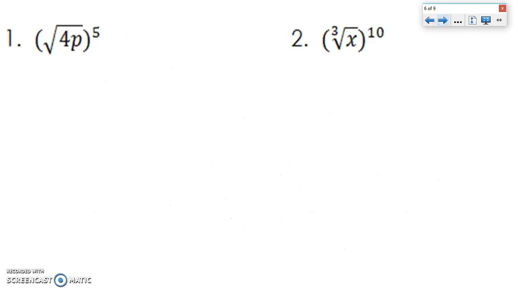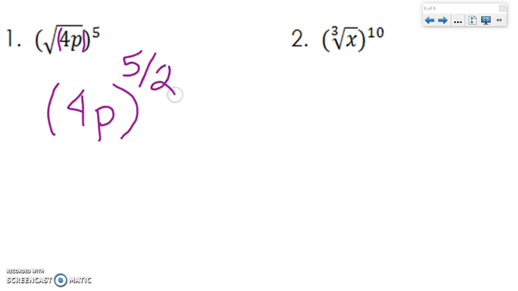Now going from the radical to a fractional exponent. Just like we talked about on the last example, this whole piece inside of the radical needs to get the exponent. So the entire thing, 4p, is going to get an exponent of 5, and it's going to be divided by 2 because that's my imaginary index. And that would be your answer for number 1.